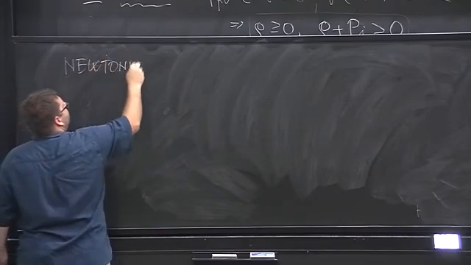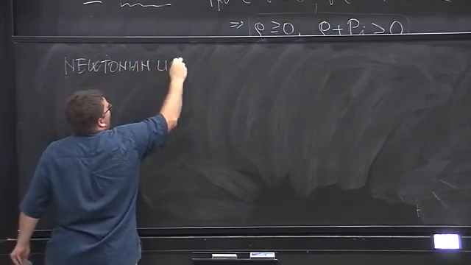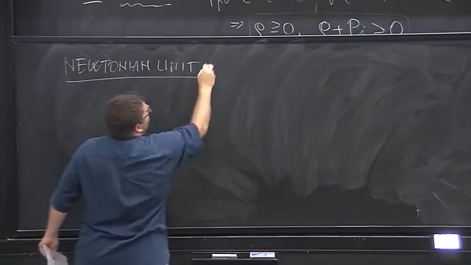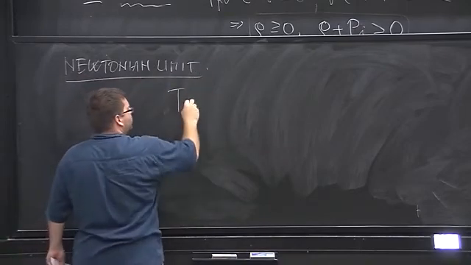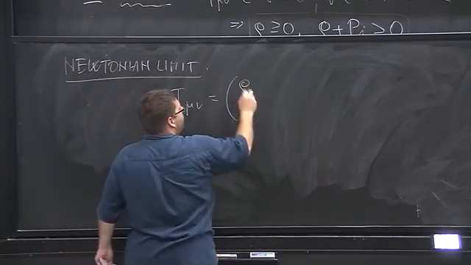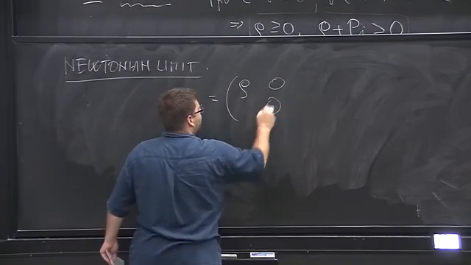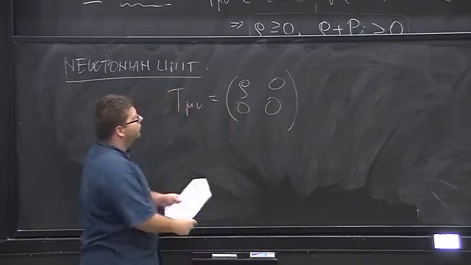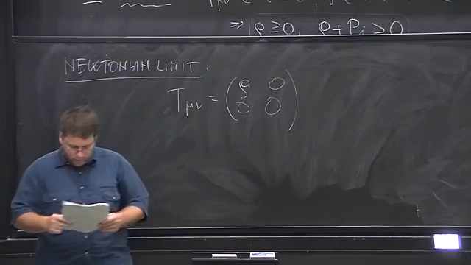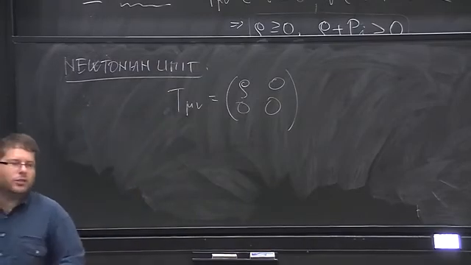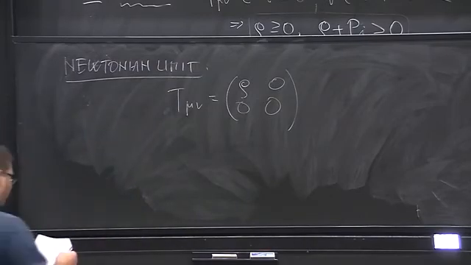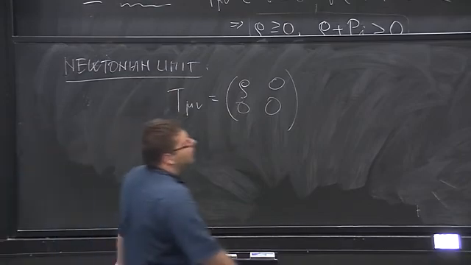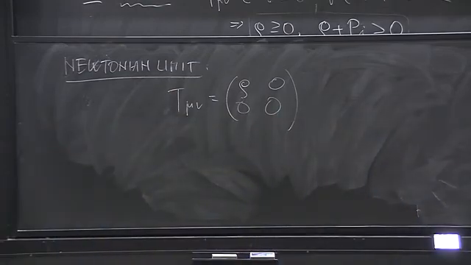Newtonian limit. Of course, we have to have the weak field. That's why we linearize the gravity. But T mu nu is simply rho and then 0 everywhere else. So the only thing which is non-trivial is the energy density. Okay. The fields are static.